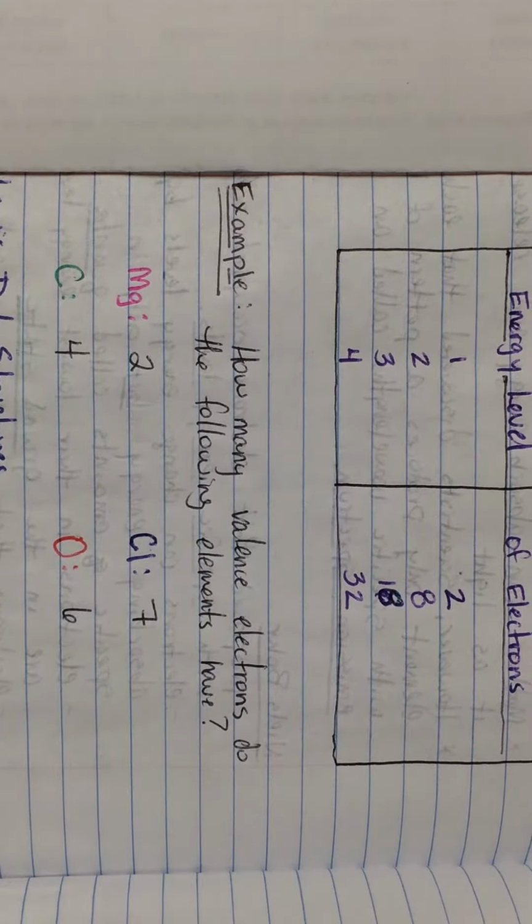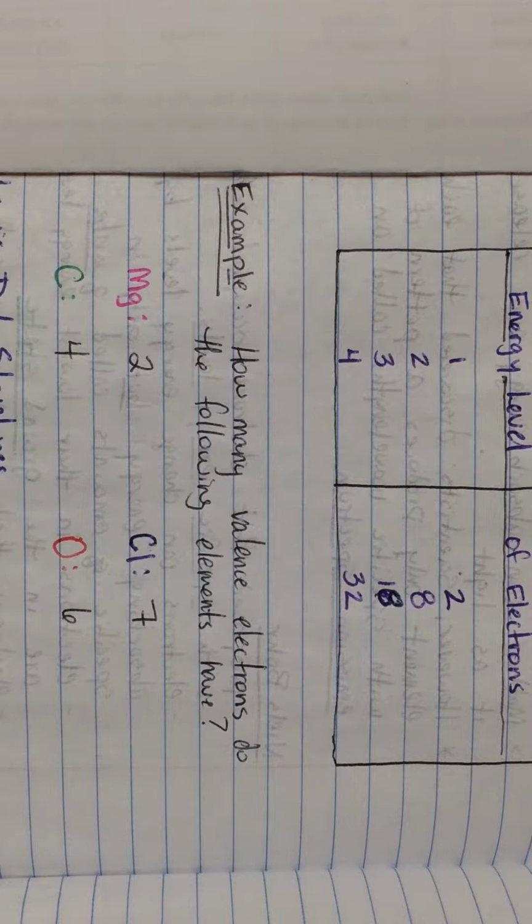So on the left side of your notebook, we're going to look at 4 examples and then figure out how many valence electrons are in each of these elements. So magnesium, when you find it on the periodic table, is in group 2A, so it will have 2 valence electrons. Chlorine, all the way on the right side of the periodic table, in group 7A, will have 7 valence electrons. Carbon will have 4 valence electrons because it's in group 4A, and oxygen will have 6 valence electrons because it's in group 6A.